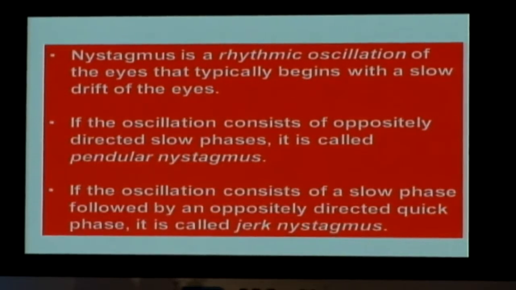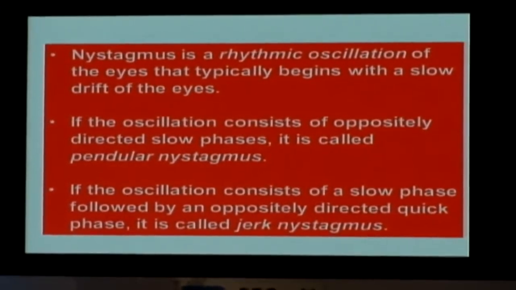If the oscillation consists of a slow phase and a quick phase, like Hitzig and galvanic stimulation, we call it jerk nystagmus. And of course, vestibular nystagmus is a jerk nystagmus. So, 2 types of nystagmus, pendular and jerk. Now, here are a few guidelines to help you organize your thinking about nystagmus. We can think of it as a disorder of the brain's way to keep the eyes still, so we can see clearly.